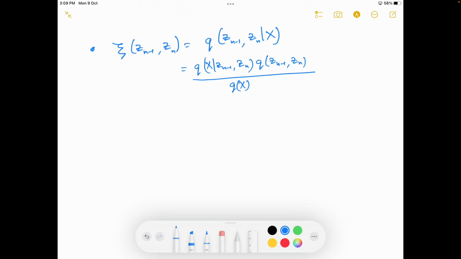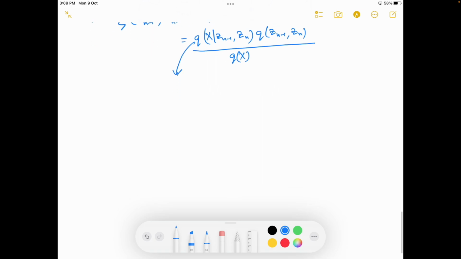So let's consider the first term here. Q of x given Zn minus 1 comma Zn. This term can be written as, again, break it up into two parts. One is the part up till n minus 1. This is a chain. This is Z capital N, this is Z N.